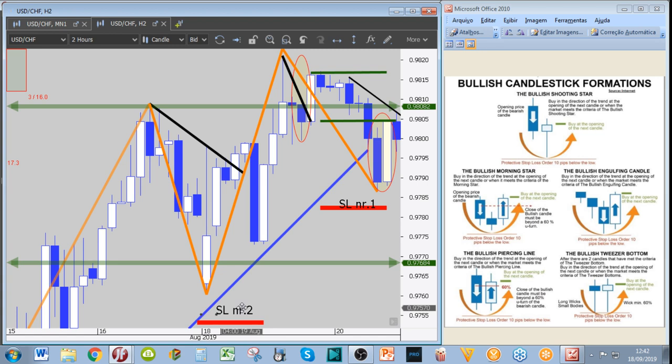Steven, which one is the correct answer? And Knut, which one is the correct answer? And everybody else? At least technically speaking, where is the most logical place to put the stop? Is it in here or is it in here? Is the stop loss number 1 or is the stop loss number 2?